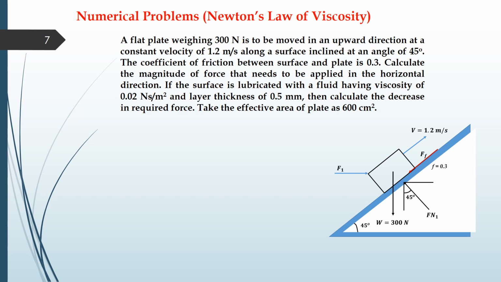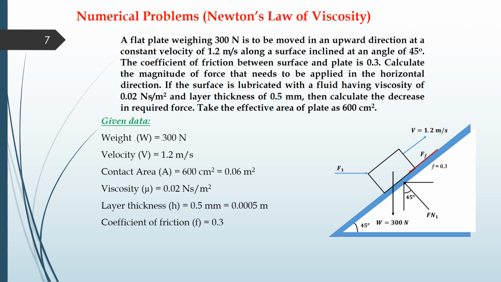So there will be a normal reaction, and this normal reaction will be given by Fn1, and the angle is 45 degrees as an inclination, and the coefficient of friction will be noted by f, which will be equal to 0.3 in this case. So when you try to apply a force on this, there will be a resisting force, that is Ff, which will be along this surface, and it is required to be moved with a velocity of 1.2 meter per second. So this is the given data.